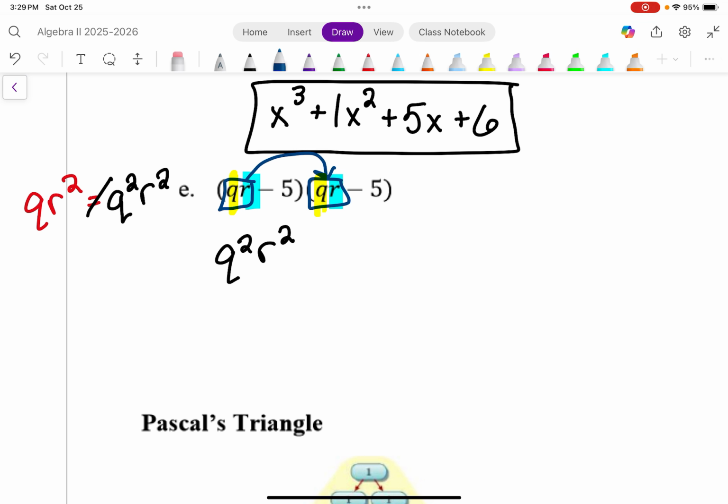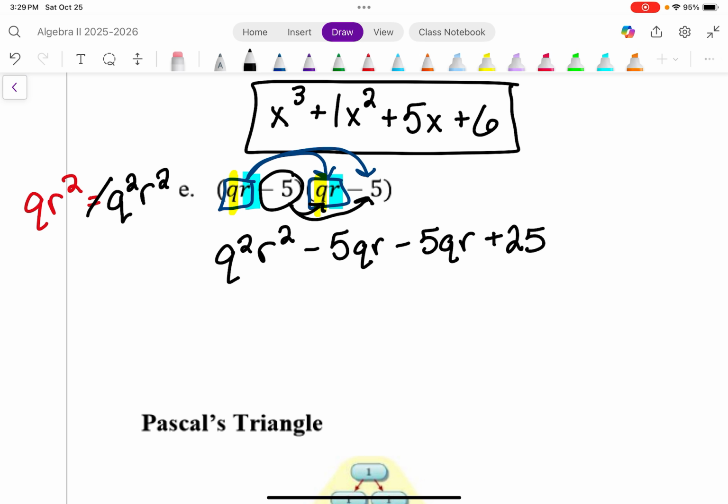Then you just continue distributing like normal, or FOILing. So we have qr times a negative 5, and that will be negative 5qr. Then we have negative 5 times qr again, negative 5qr. And then the last thing, we have negative 5 times negative 5, which will come out to be positive 25.